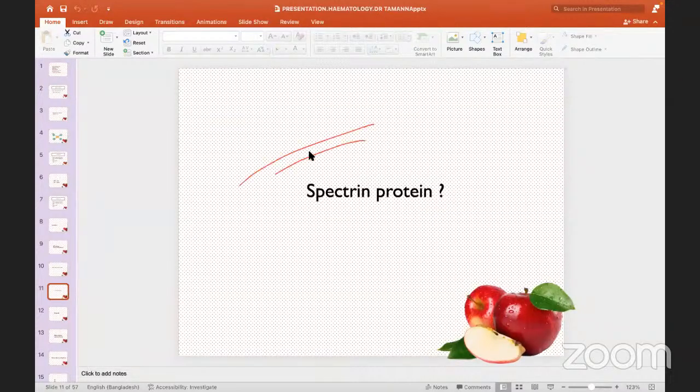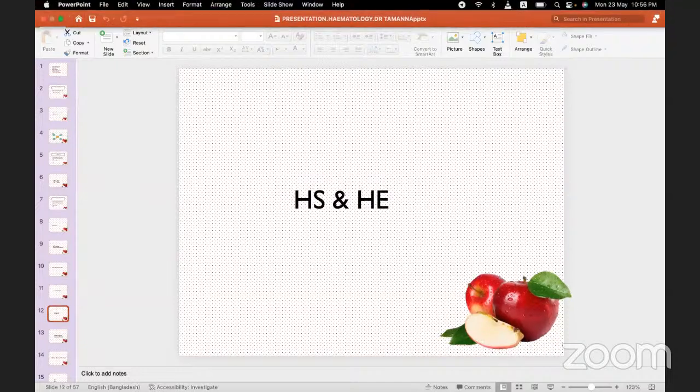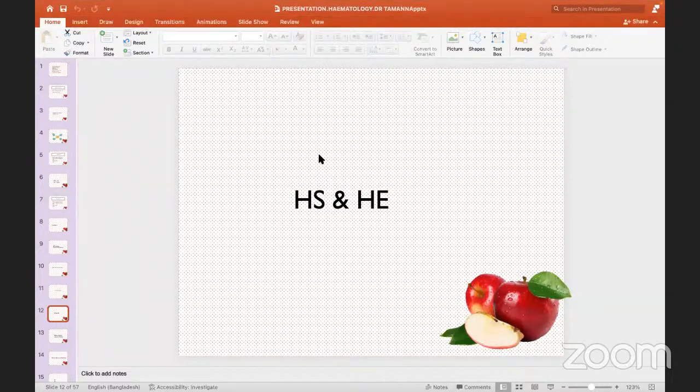This is the bilayer, lipid bilayer. Inside there is some globin protein, right? This is the cell layer. So RBC also has some cell layer. So this cell layer is made up of spectrin and ankyrin protein. And why is this protein important to understand hereditary spherocytosis and hereditary elliptocytosis? Okay, I remember like HS and HE, hereditary spherocytosis and elliptocytosis. These two diseases, if you have to understand, you have to understand the RBC membrane.